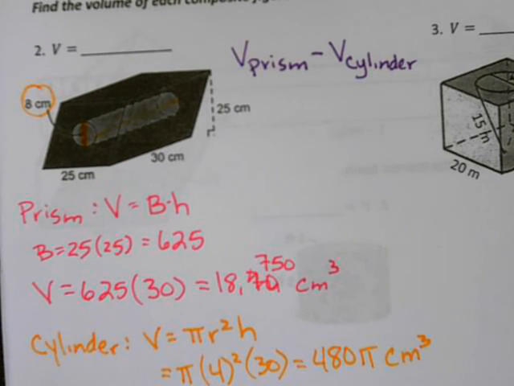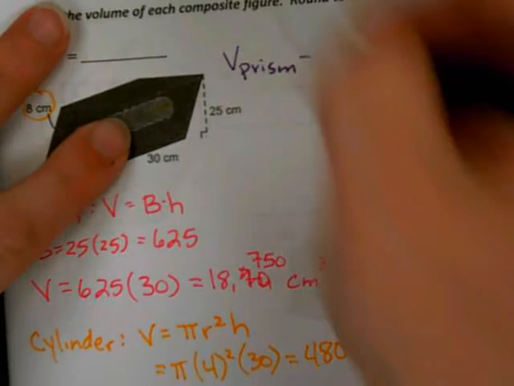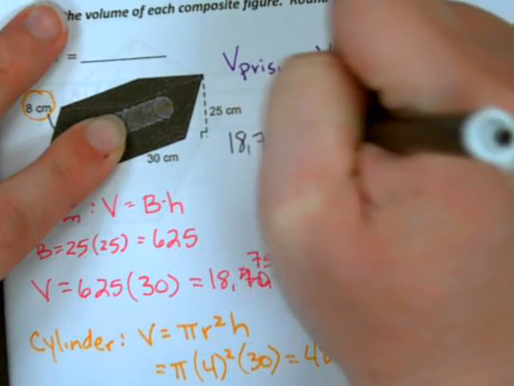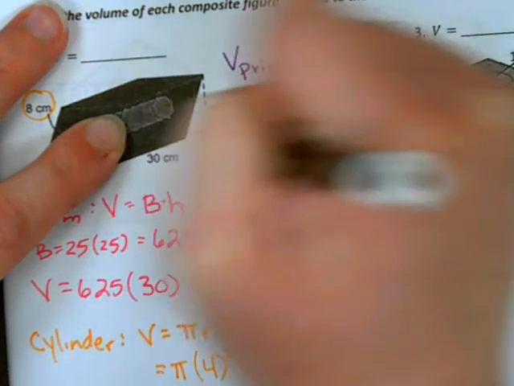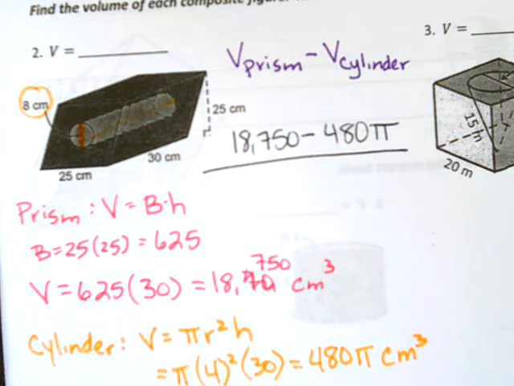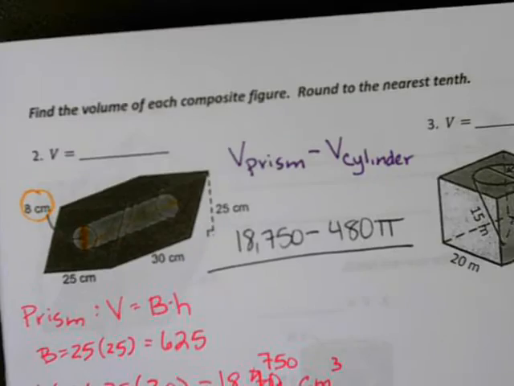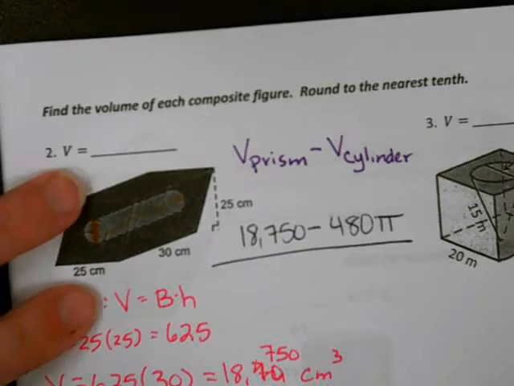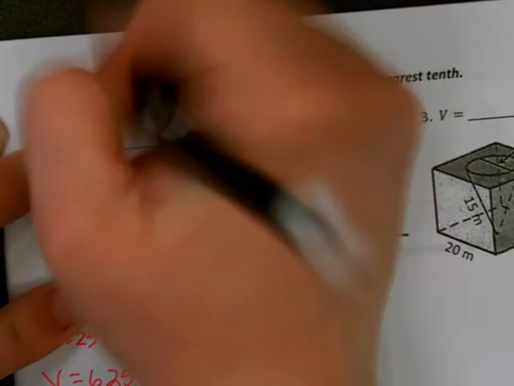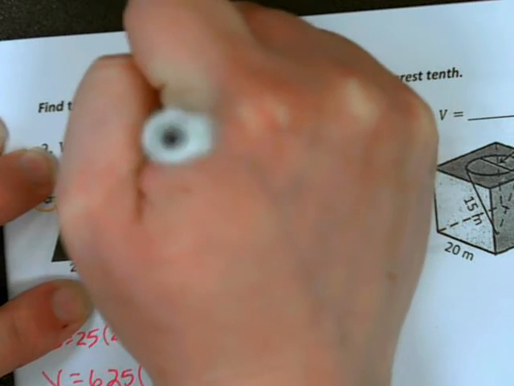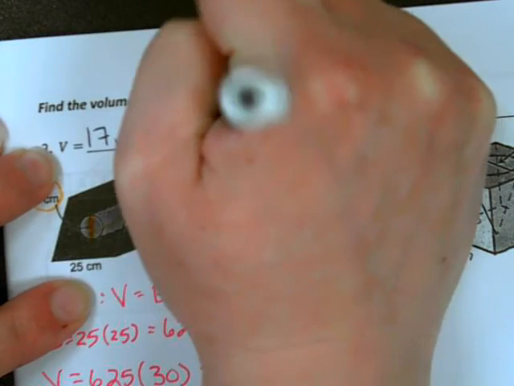And on this one, like I said, we're taking the prism and we're drilling out a hole here, so we're taking the cylinder out. So our answer is going to be 18,750 minus that 480 pi. Don't plug that into your calculator and get a decimal until the very end. So just like all of our other stuff that we've been doing, don't round until the end. But if you put that in your calculator and then we're rounding to the nearest tenth, you will get an answer of 17,242.0 and then centimeters cubed.